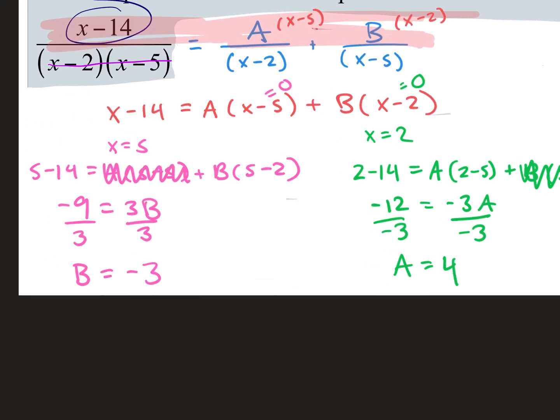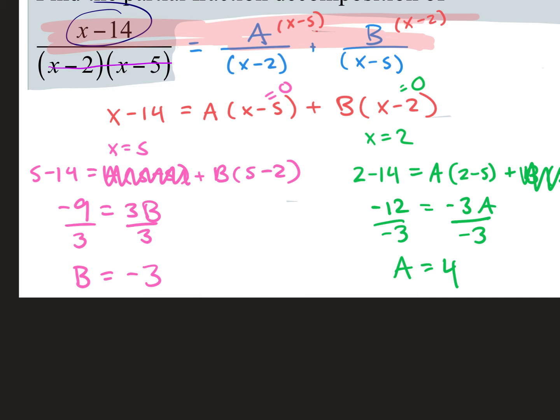So once we have our A and B, we plug that back in for our answer. So A is 4 over x minus 2. Here B is negative, so it changes to minus 3 over x minus 5. Is there a way to check?